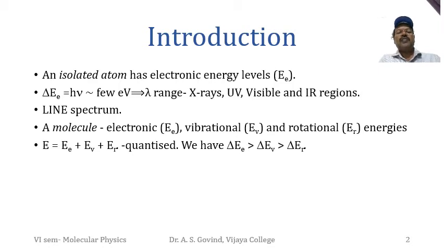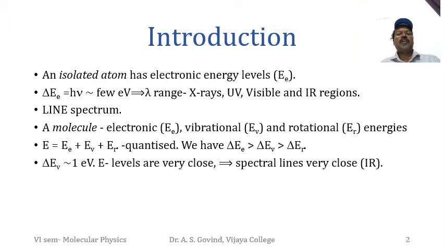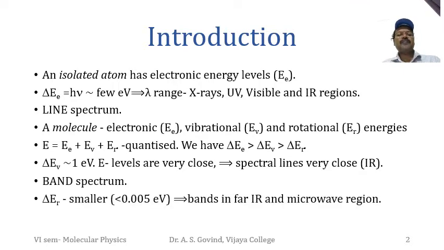And as you already know, these electron energy levels are few electron volt. Vibrational energy levels are much smaller, so these differences are larger than this, and rotational energies are still smaller. So the vibrational energies are in the range of less than an electron volt, and therefore energy levels are very close, and therefore spectral lines are also very close. Usually it will be in the infrared region, and because they are very close, it results in a band spectrum. So molecules finally give a band spectrum. That's what you have to remember.